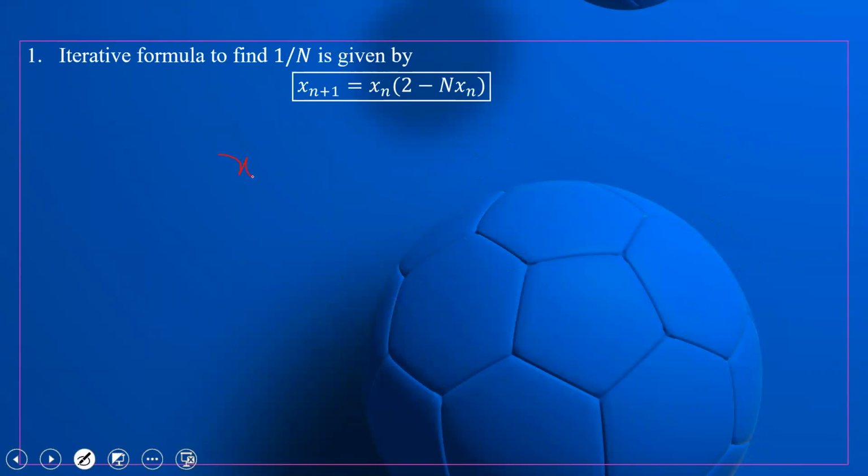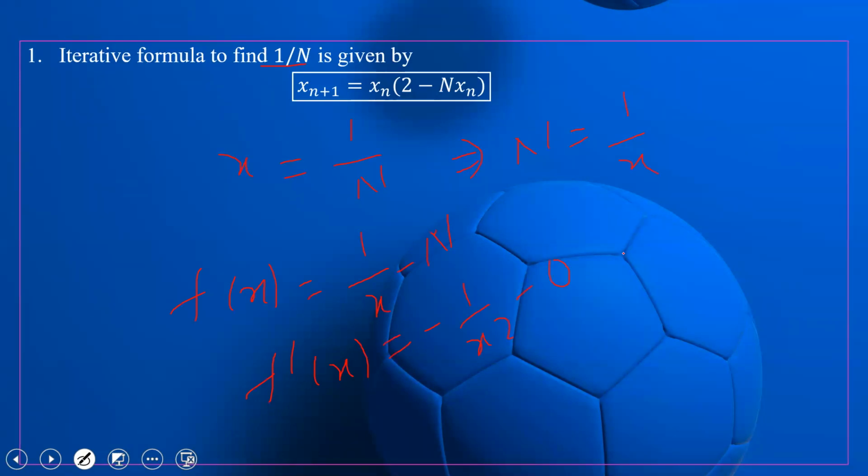Let x is equal to 1 upon n. How do we use the Newton-Raphson method to find the value of 1 upon n? So let us put x is equal to 1 upon n. What is the value of n? It is 1 upon x. Or we can write f of x is equal to 1 upon x minus n. So what is f dash of x? F dash of x is minus 1 upon x square minus 0.